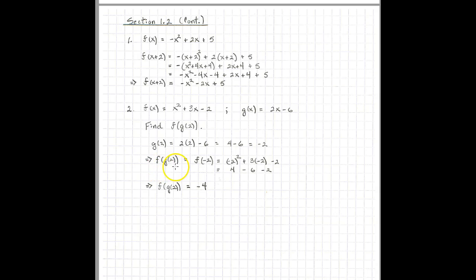Thus, f of g of 2, now that we know that g of 2 is minus 2, I plug that in here for g of 2. That's equal then to f of minus 2, which means I now take minus 2 and plug it into f of x everywhere I see an x. So that's minus 2 quantity squared plus 3 times minus 2 minus 2. After simplifying, you see that f of g of 2 is minus 4.